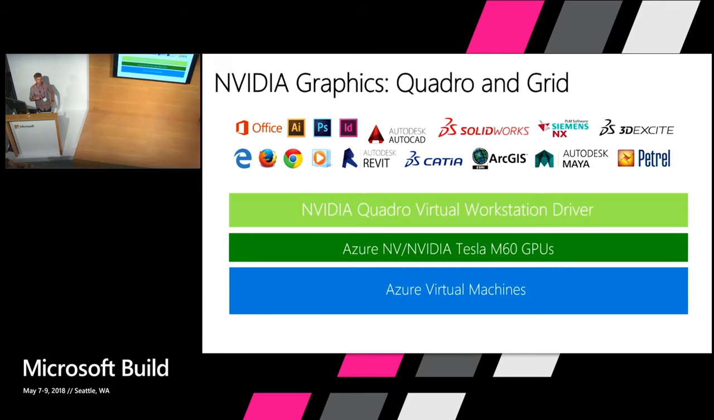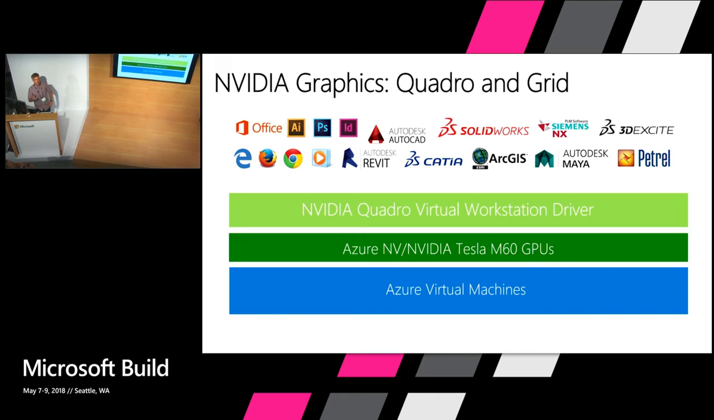Each NV 1, 2, or 4 comes with NVIDIA Quadro driver. This is their high-end enterprise driver that usually requires a FlexLM license server in order to use. One of those licenses is provided with each of the NV series VMs. So that's how you can support the Dassault apps, the Siemens apps, the Autodesk apps.